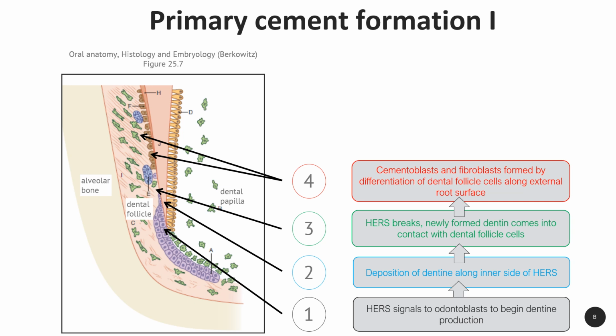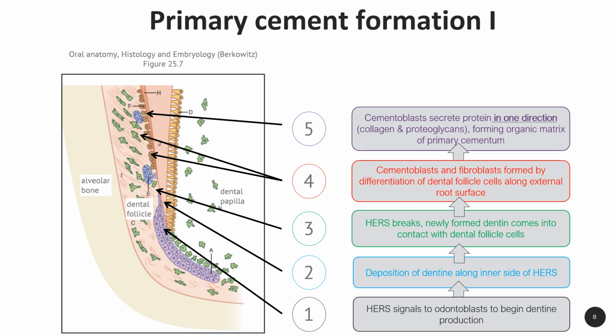There is some research actually, because some of these things we still don't really understand super well, that epithelial cells, so the remainders of these cells, may also have the ability to turn into cementoblasts and fibroblasts, but that's still a little bit unclear.